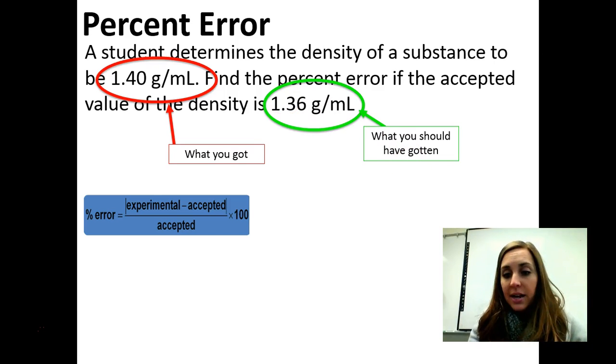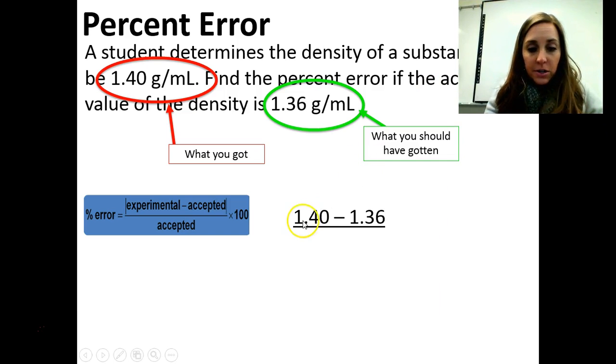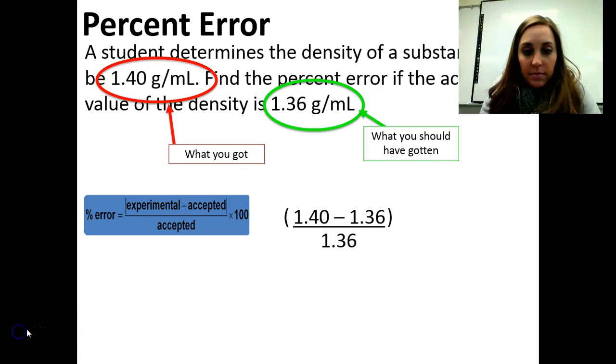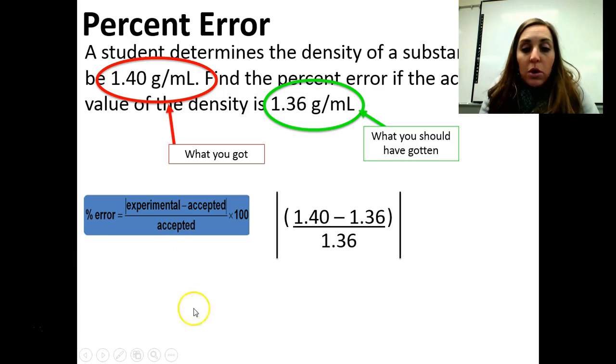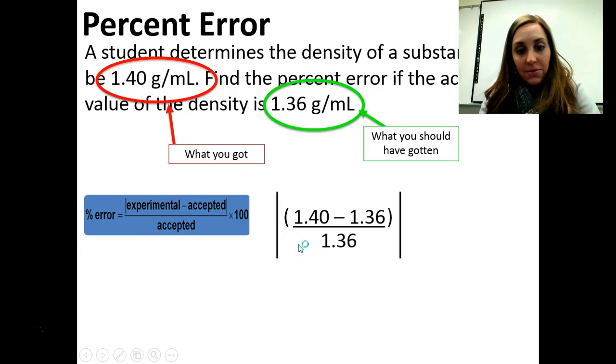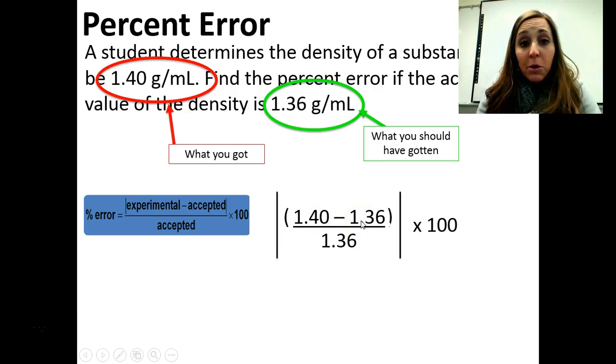All right, so let's plug it into the equation. First, find the top part. Divide that by 1.36. So either put this in parentheses when you put it in your calculator, or press enter, so 1.40 minus 1.36, enter, then divide it by 1.36. Then make sure all of this is positive. You want the absolute value, so you can do this, or you can just ignore the negative sign if you ever get a negative sign. This one will not, because you have a bigger thing minus a smaller thing. And then don't forget to multiply by 100, because it's a percent. So when you get this, you should get 2.94%.